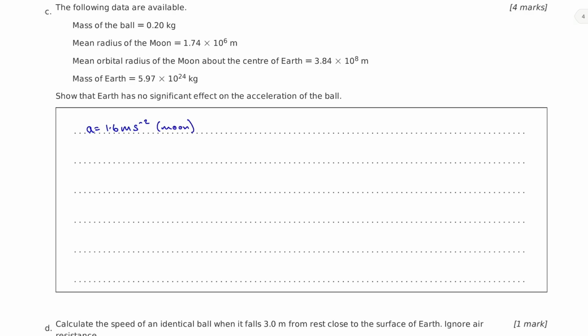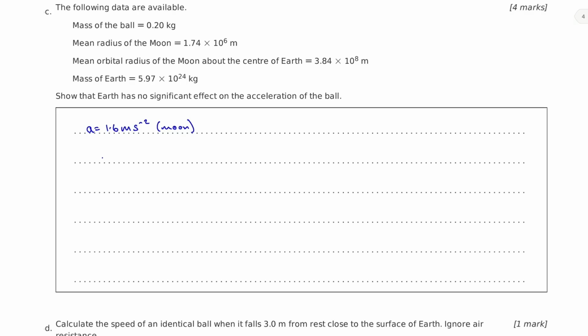Okay. The following data are available: mass of the ball, mean radius of the moon, mean orbital radius of the moon about the centre of the Earth, and the mass of the Earth. So we've got all those things available to us. Show that the Earth has no significant effect on the acceleration of the ball.